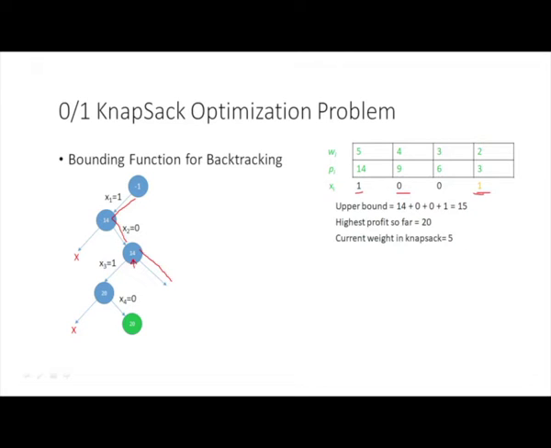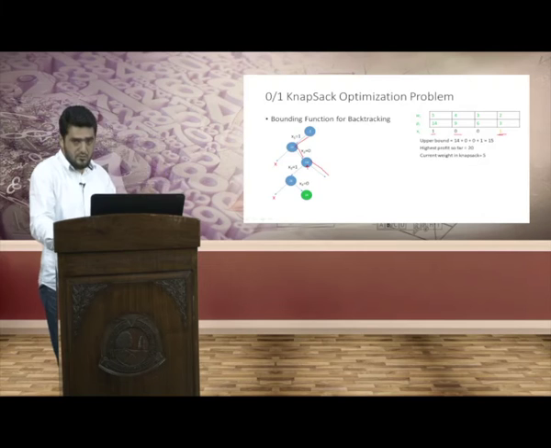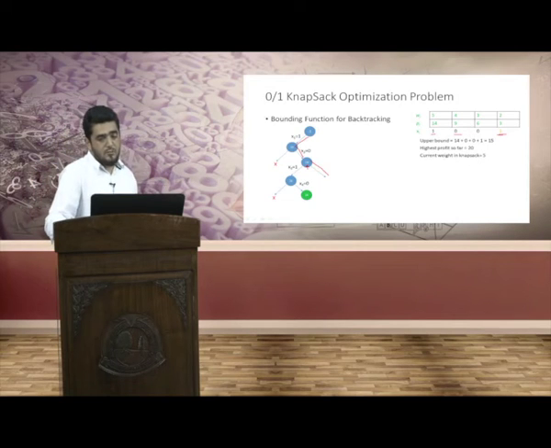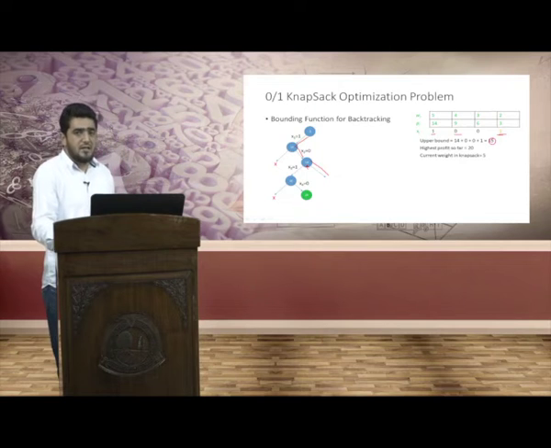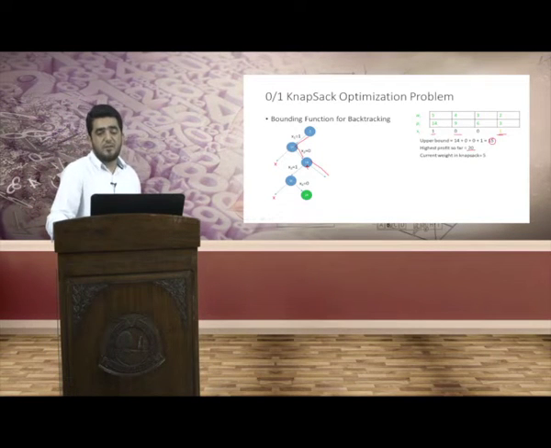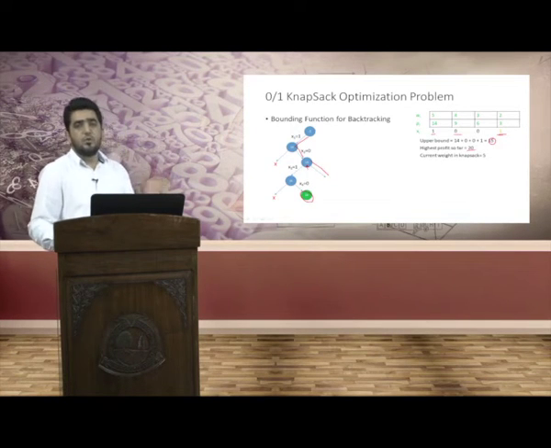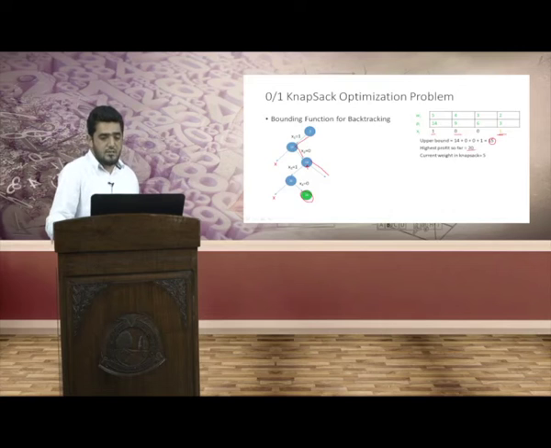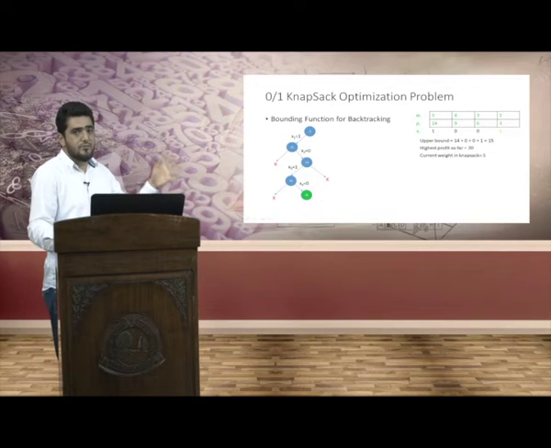So the best profit that can be obtained following this path is by taking x4 equal to 1. The total weight would be 5 plus 2, which is less than or equal to 8 in our problem, as I talked about earlier, and the total profit would be 15. Now this upper bound of 15 is way less than the highest profit we have obtained so far, because it was at a different node that we obtained the highest possible profit. So it would be useless to expand this node in this direction, and we simply discard it. We have killed this node.